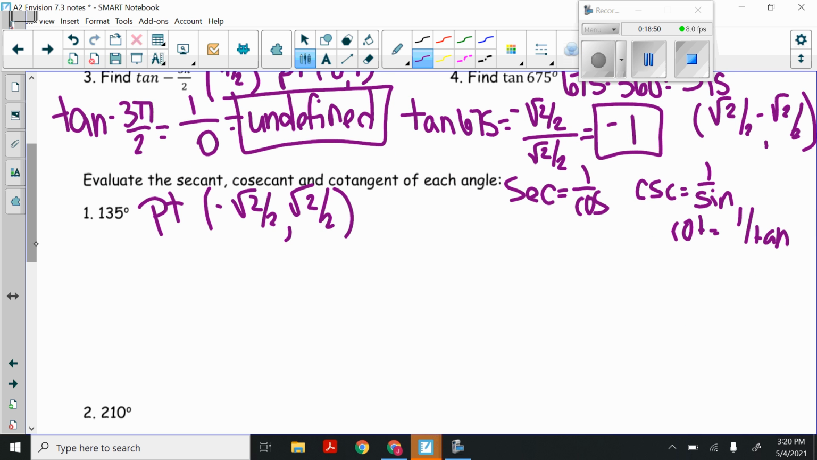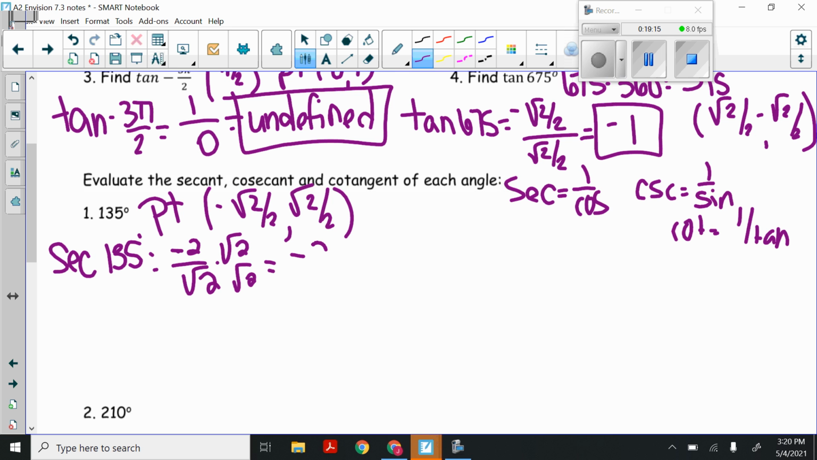So the secant at 135 degrees is 1 over the cosine, or the cosine flipped, okay? My cosine is negative square root of 2 over 2. So if I flip that, I get negative 2 over the square root of 2. I need to rationalize my denominator, so multiply top and bottom by the square root of 2. So I get negative 2 square roots of 2 over 2. My 2's cancel, and I'm just left with negative square root of 2.